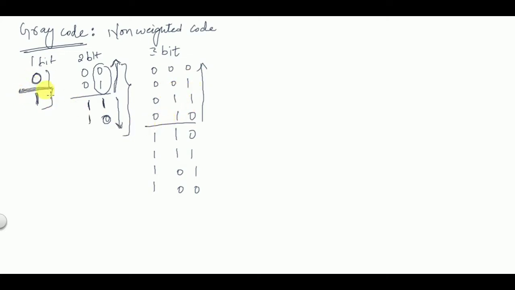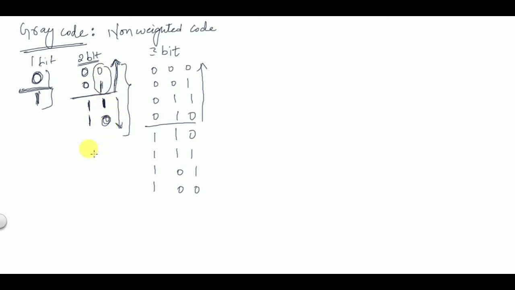Understood? For 2 bits you will have 4 combinations. Divide it into 2 halves: the MSB is 0 0 for the first half and 1 1 for the second half. Next you write these 2 bits in order, 0 1 as it is, and for the bottom side you write the corresponding mirror image. The mirror image goes like this: 1 0, so I have written 1 and 0.